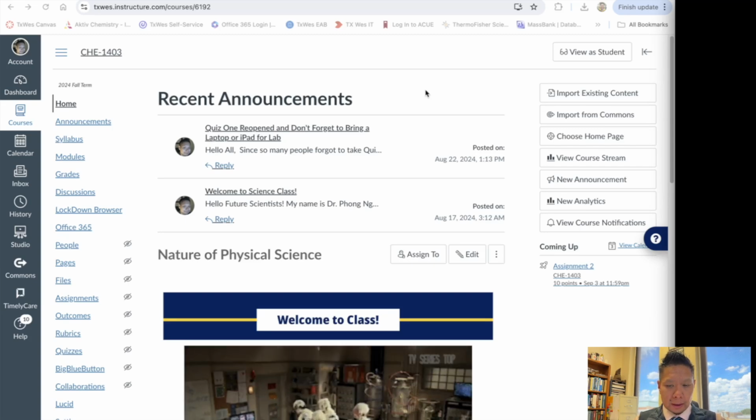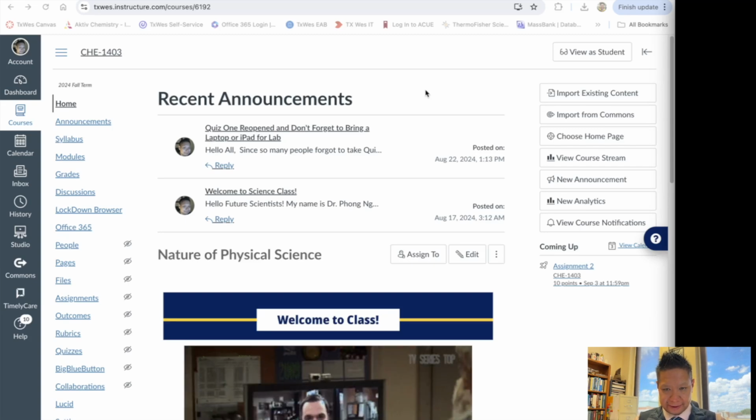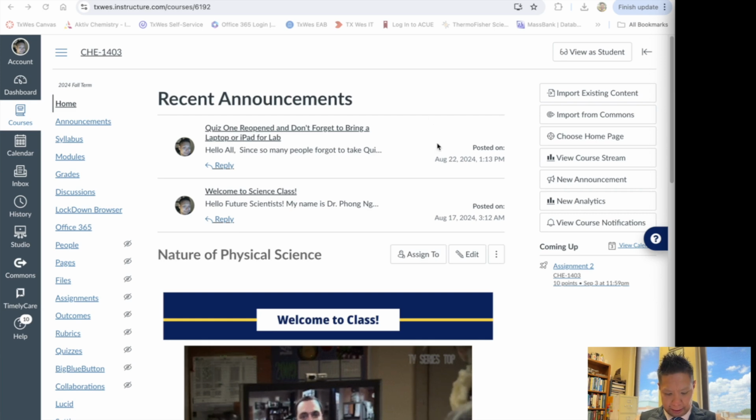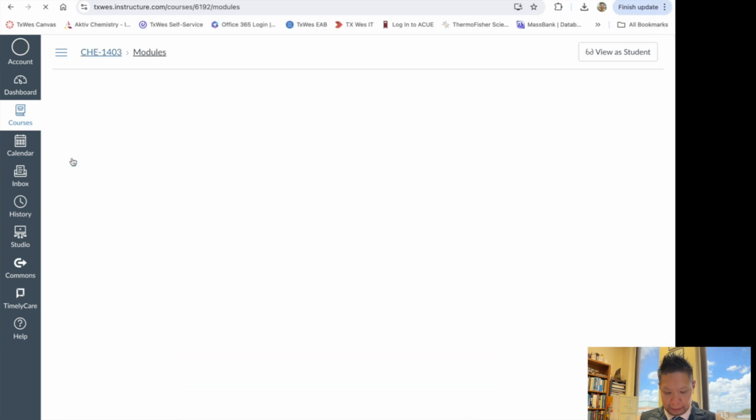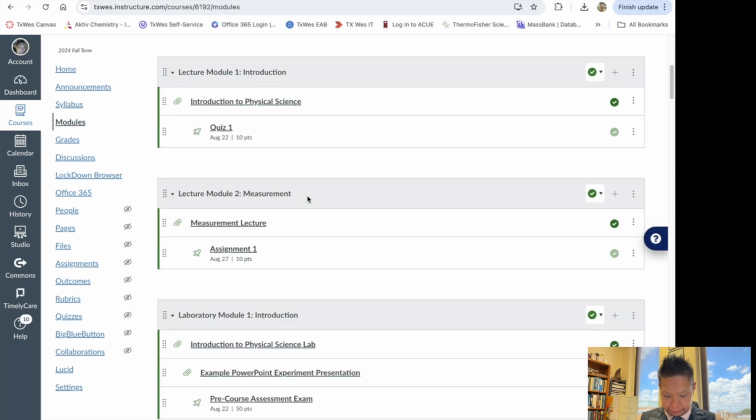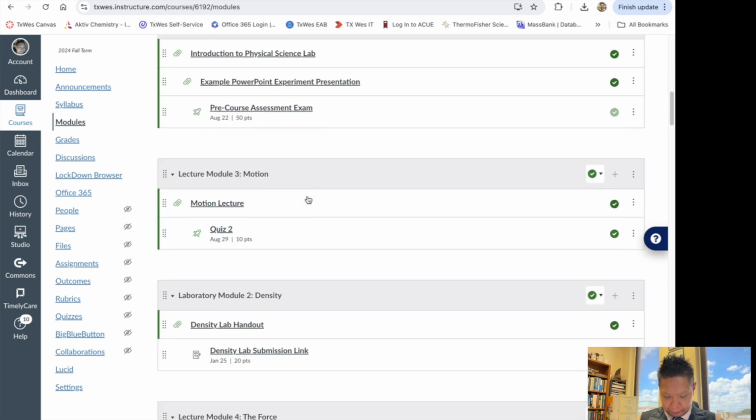Hello everybody. Today's lab will be the density lab. And to get to the density lab, you go to our Canvas page. And after you go to our Canvas page, you click on modules. And then under modules, you can scroll down to where it says laboratory module 2, which is right here, density.